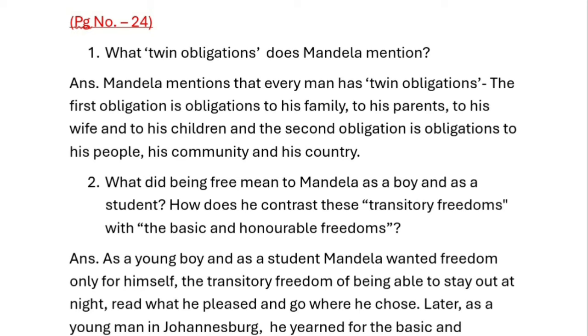Now, page number 24, question answers. First one. What twin obligations does Mandela mention? Mandela mentions that every man has twin obligations. The first obligation is to his family, to his parents, to his wife, and to his children. And the second obligation is to his people, his community, and his country.